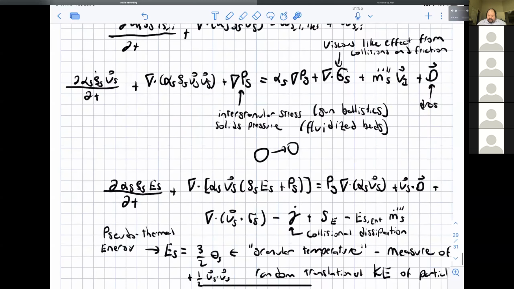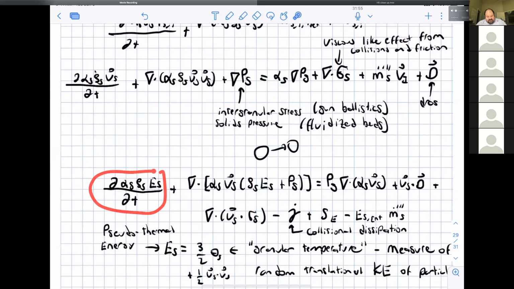Okay, and then I will start with this equation here next time. This is a weird equation that you need to add for rigid particles that accounts for random translational kinetic energy.